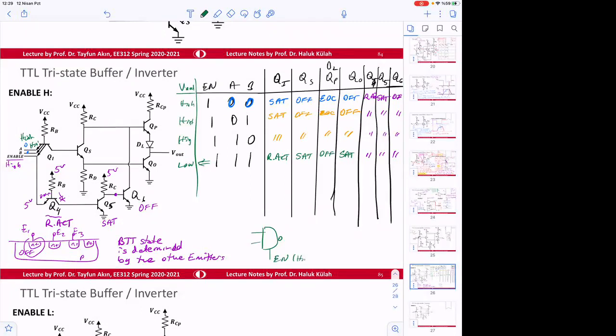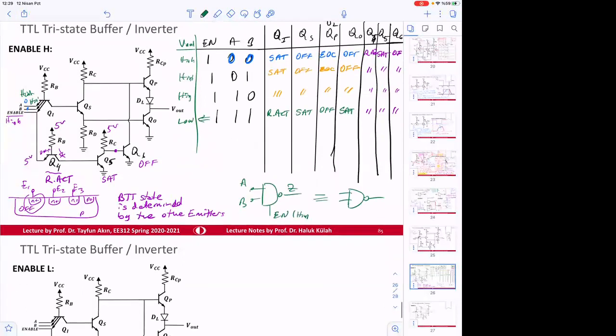So therefore, when you have this one with the enable high, this is as if you have a standard operating NAND, okay? Normal.